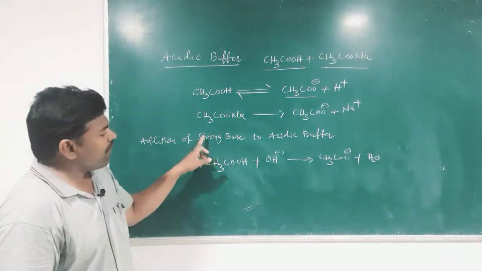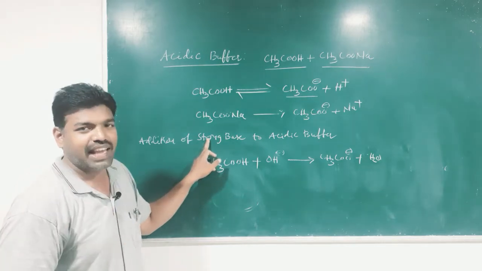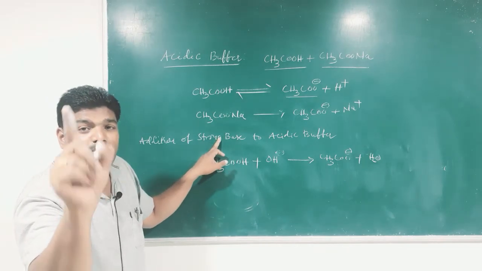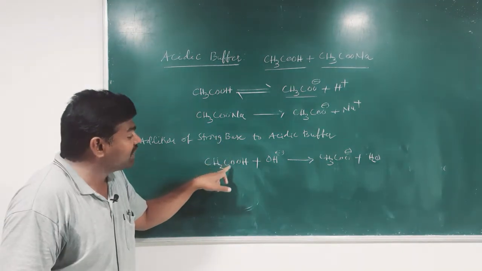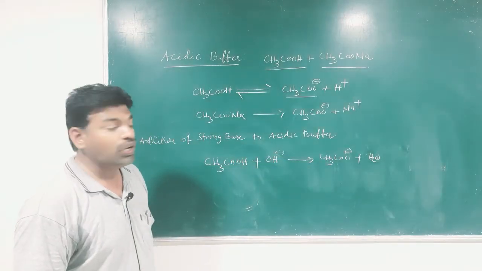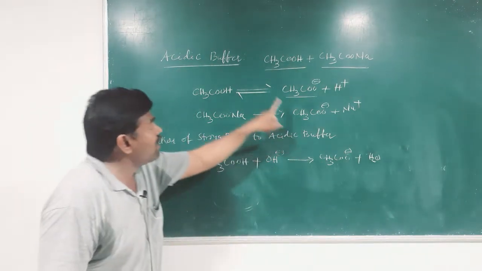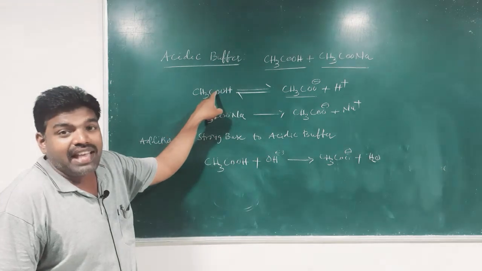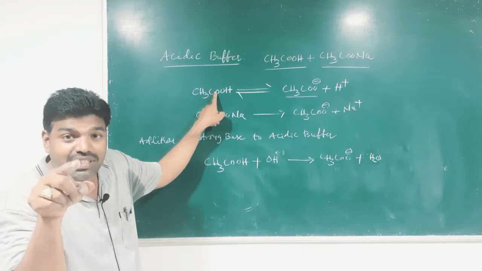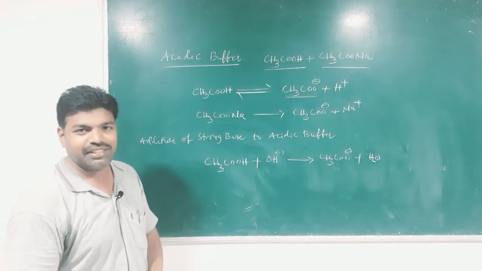So, addition of strong base: what is a strong base? It is a source of OH minus ions. When we are adding strong base, the OH minus ions combine with acetic acid and form acetate ions. Owing to the formation of acetate ions, the concentration of acid in the mixture decreases and the concentration of salt increases.